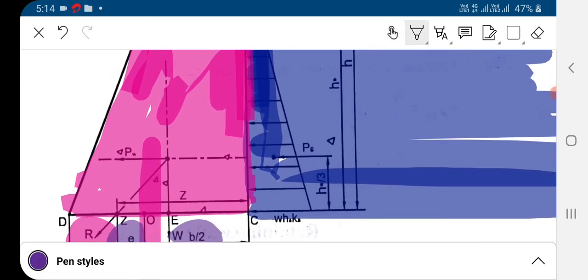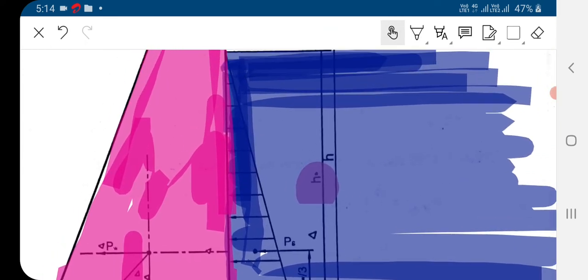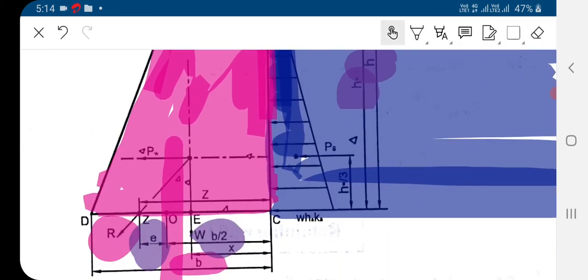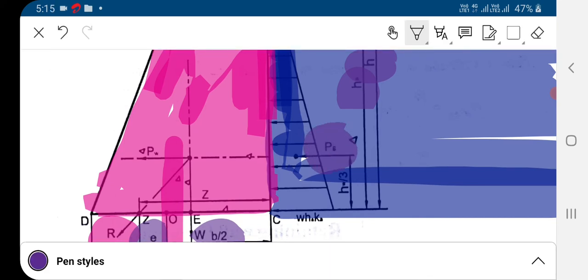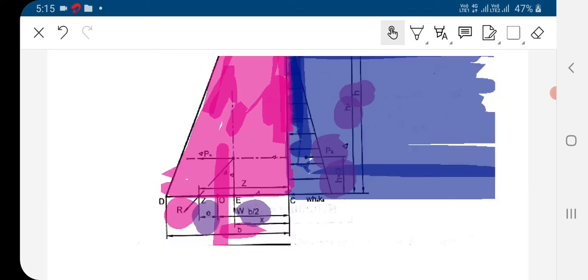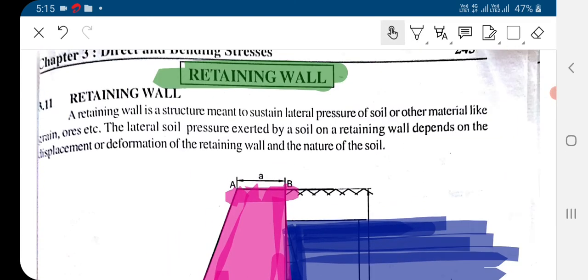H star is the height of the soil, and H is the total height of this retaining wall. Here PS is the soil pressure, which acts at H star divided by 3 height. So keep these things in mind to solve the example based on the retaining wall. We'll start the example based on this retaining wall in the next lecture. So let's keep this lecture up to here only.